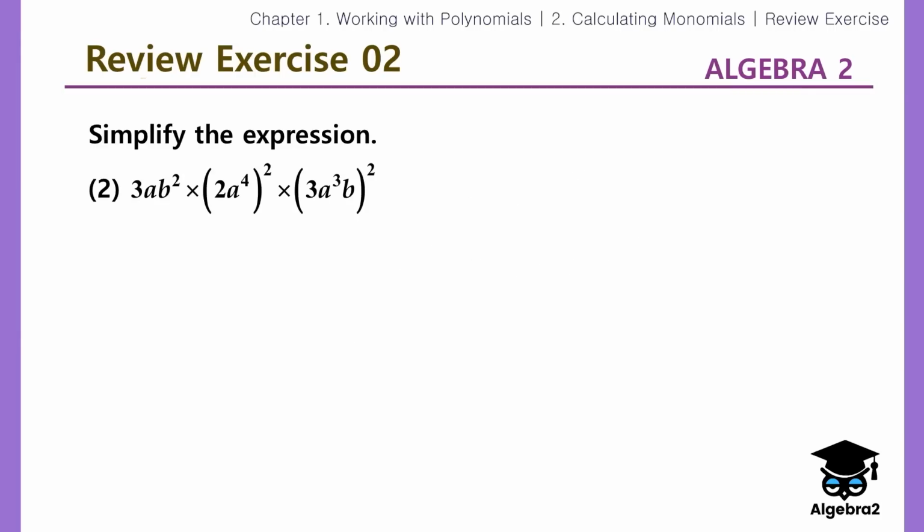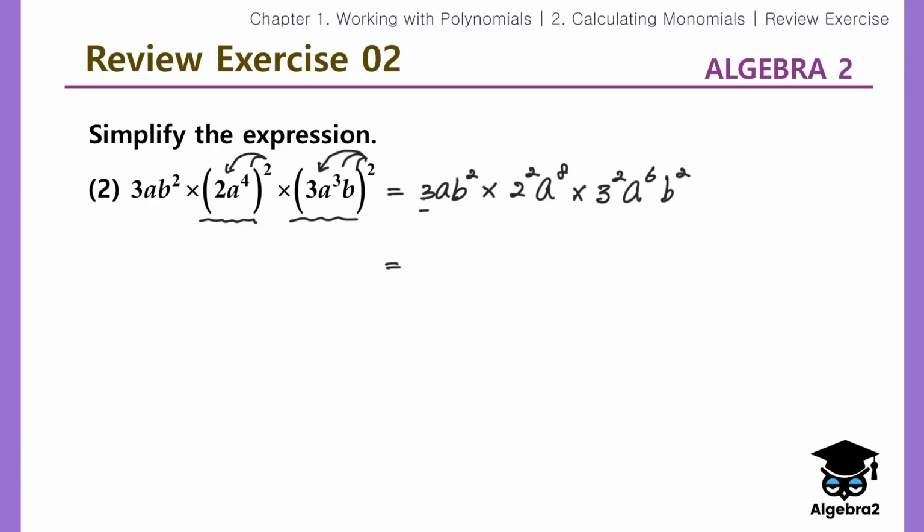Number 2, let's eliminate this parenthesis first. So that is equal to, we have 3ab squared times 2 squared. We have 2 squared, and a to the 2 times 4, or 4 times 2, that's a to the power of 8, times 3 squared. 3 squared, a to the 3 times 2, a to the 6, and b squared, right?